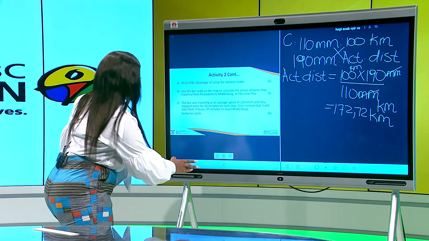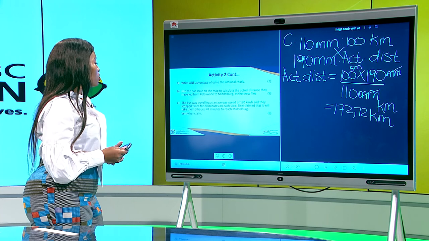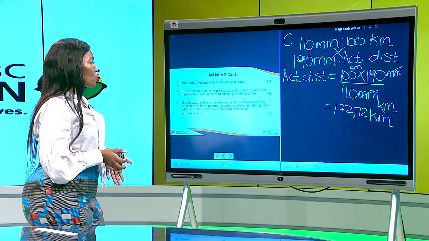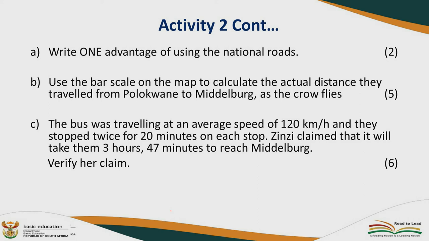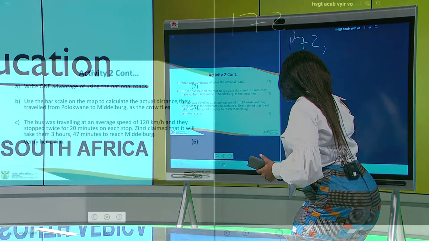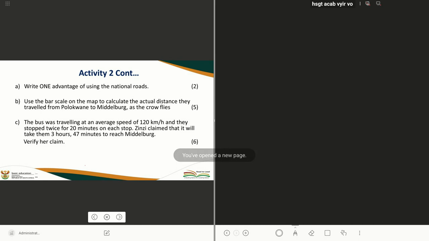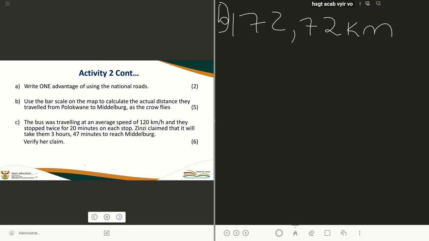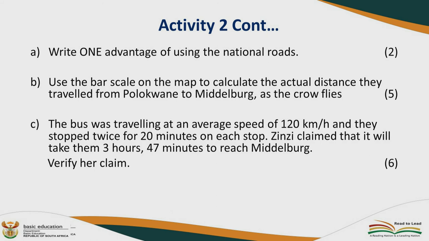And then C, the bus was traveling at an average speed of 120 kilometers per hour. They stopped twice for 20 minutes on each stop. Zinzi claimed that it will take them 3 hours, 47 minutes to reach Middelburg. Let me go to the next slide. Remember, I just want to write our distance there. It's 172.72 kilometers. That is our answer for B, remember? They say the bus was traveling at an average speed of 120 kilometers per hour, and they stopped twice for 20 minutes on each stop.